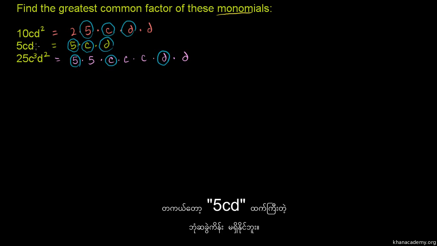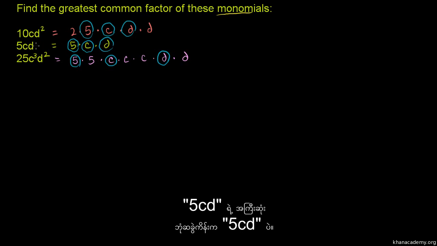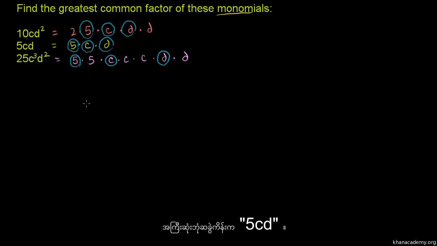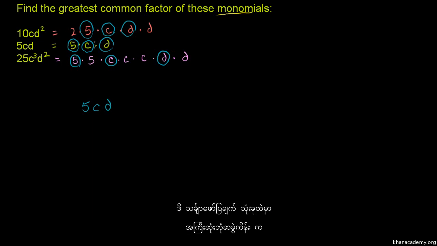In fact, you can't have a greater number than 5cd be a common factor, because the largest factor of 5cd is 5cd. So the greatest common factor of these three monomials, or these three expressions, is 5cd. The largest number of factors that overlaps with all three of these expressions is a 5, 1c, and 1d.